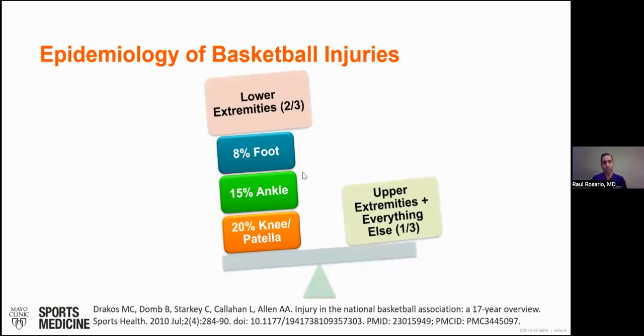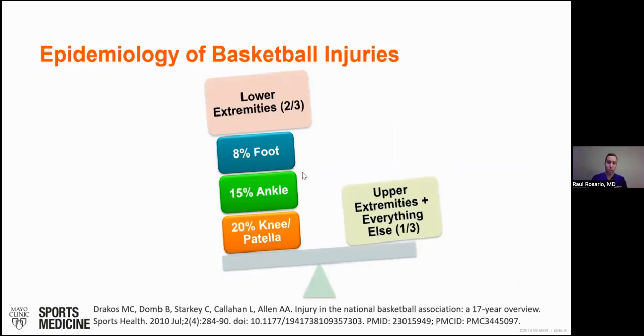The most common injuries are in la extremidad inferior, right? The lower extremities. And this is very obvious. Two-thirds of the injuries are going to happen in the lower extremity, with the knee and the patella being the most common joint that gets affected. Only one-third of the injuries are going to be localized in the upper extremity or the face or concussion, for example.